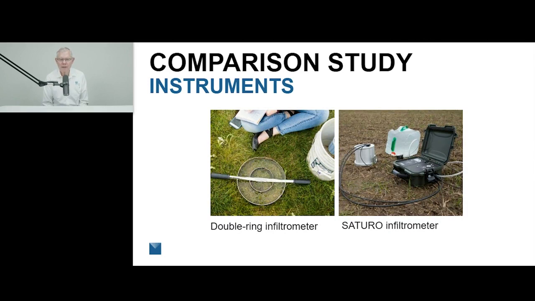We made the measurements at each of these locations with a conventional double ring infiltrometer shown on the left and with the Saturo.